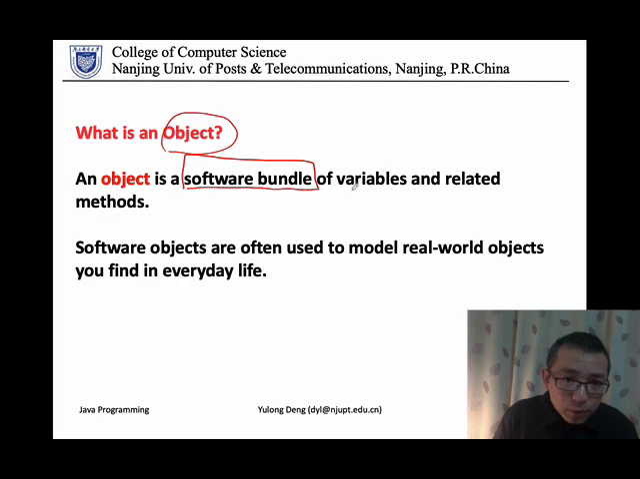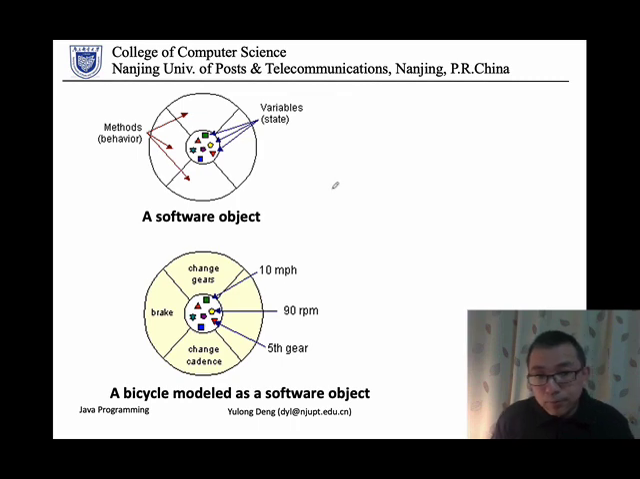Inside the software bundle, we have two stuffs. The first is variables. The second one is methods. So inside the object, we have variables, we have methods. Okay, let's see. We have a bicycle, a real-world bicycle. Now we want to build a digital bicycle in software. That means we will create a bicycle object.